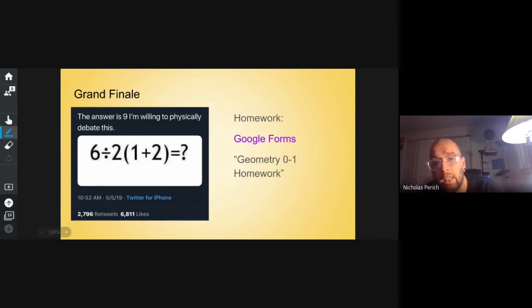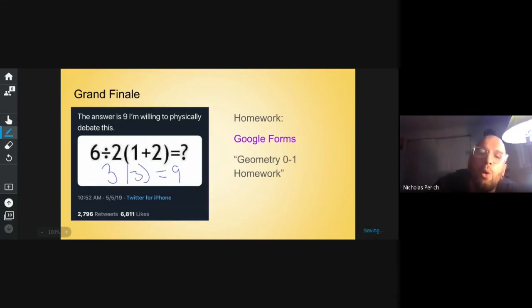And the grand finale is a PEMDAS problem, just like we saw in our warm-up. A lot of people do it this way. A lot of people say 3 times 3, which is 9. But we now know that that is incorrect. What you're supposed to do is the parentheses first. And I have 6 divided by 2. But once you get to that stage, you're supposed to work left to right. So 6 divided by 2 is 3. And I actually did do it right. Look at that. I'm so smart that I didn't realize when I was trying to do it wrong that I did it right.